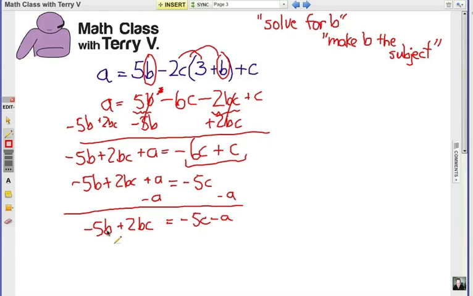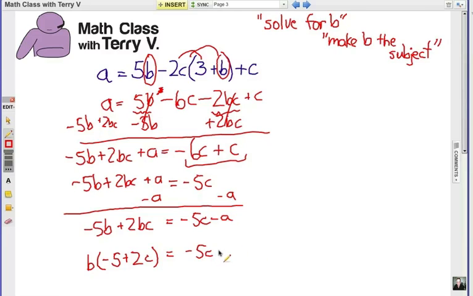Now here's the key. If both of these terms have a B in it, remember we're trying to solve for B, or make B the subject. Now we're going to use factoring to pull that B out. So when I factor a B out, that leaves me with negative 5 plus 2C. And check by distributive property: B times negative 5, B times 2C. That'll work.